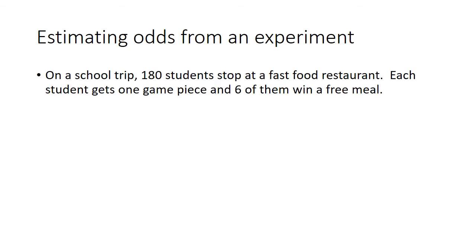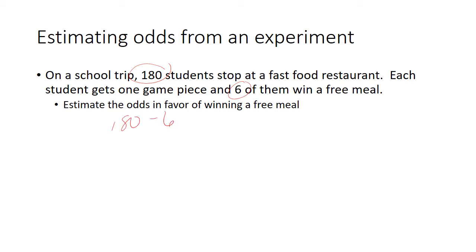So let's estimate our odds from an experiment. Let's say we had a school trip and 180 students stopped at a fast food restaurant. Each student gets one game piece and 6 of them win a free meal. So we're going to estimate the odds of winning a free meal. The first step is you're going to take your two numbers. I'm going to take my 180 and my 6 and subtract them. And I would get 174. My 6 and my 174 are my numbers that I'm going to use.